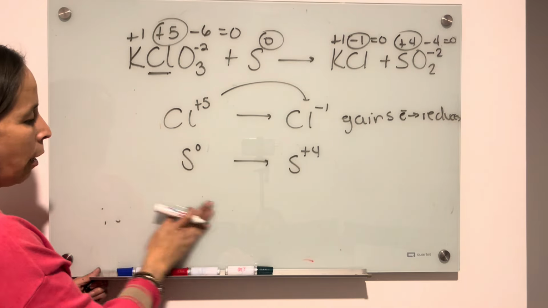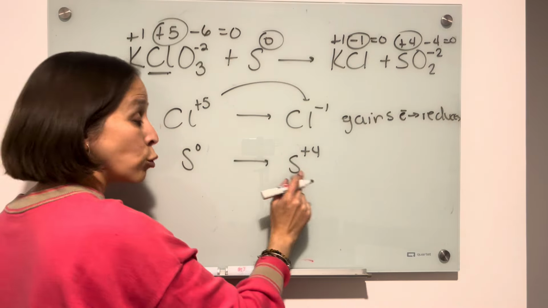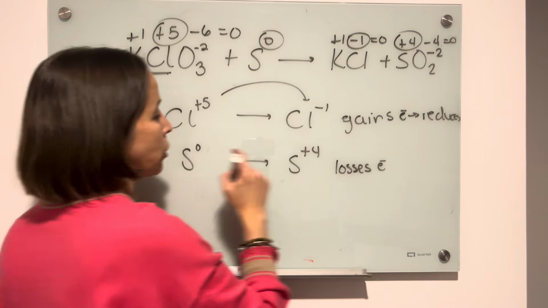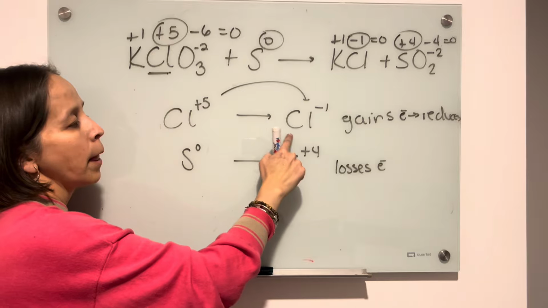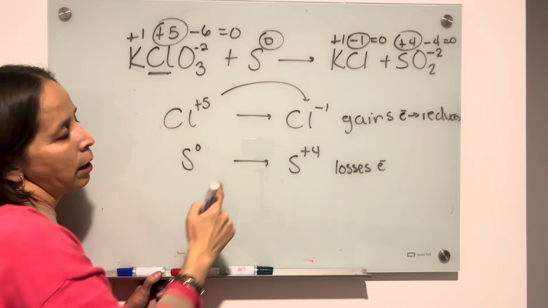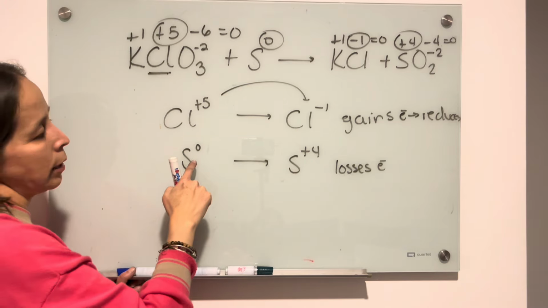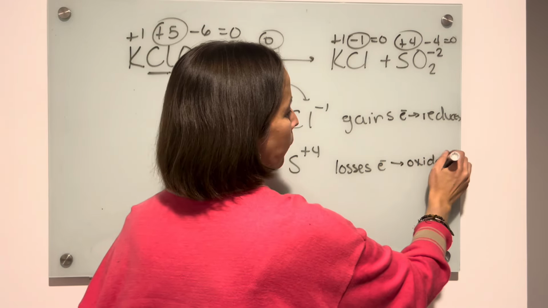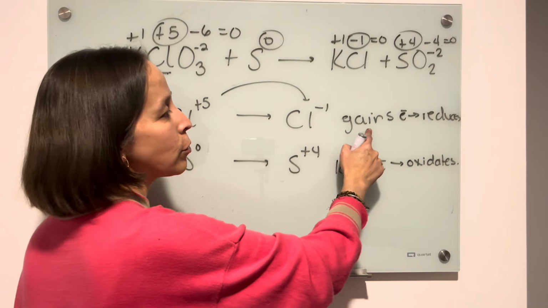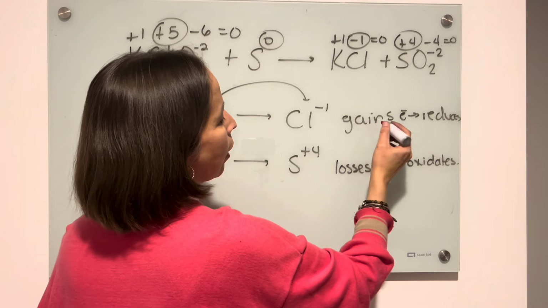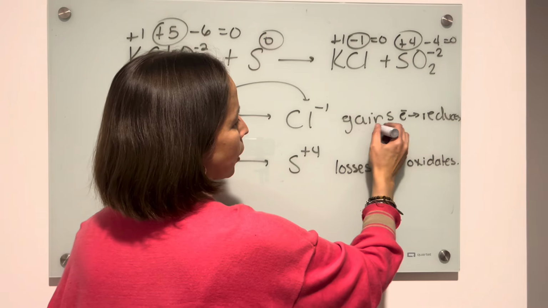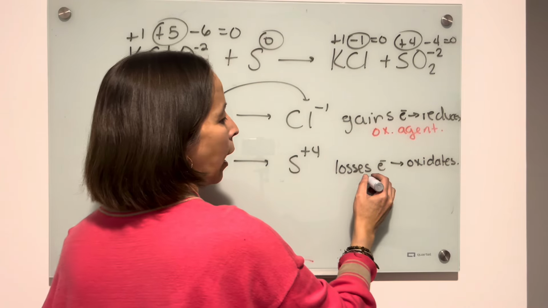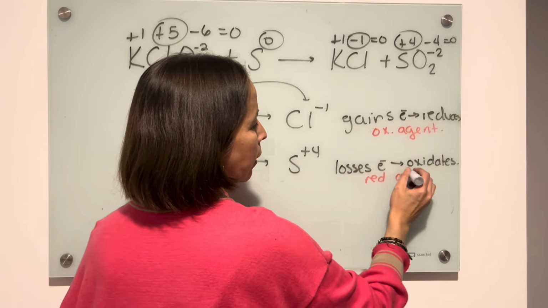We say here that this element reduces its oxidation number. And then from sulfur 0 to sulfur +4, it loses electrons because the oxidation number gets bigger, and it loses 4 electrons, and we say that it oxidizes. And this one that reduces the oxidation number is the oxidant agent. This one that oxidizes is the reducing agent.